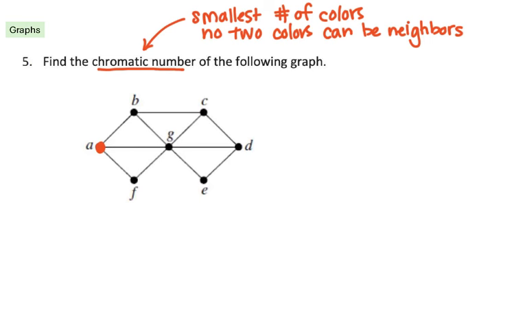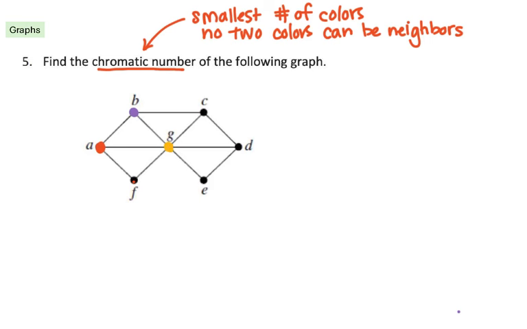And then look at the neighbors of that first vertex. So I see the neighbors are B, G, and F. And they cannot be red. Okay, so I'll pick another color for B. That's fine. Now I'll move to G. Now G is connected to both B and A. And so it cannot be red, it cannot be purple. So I'll have to pick another color.